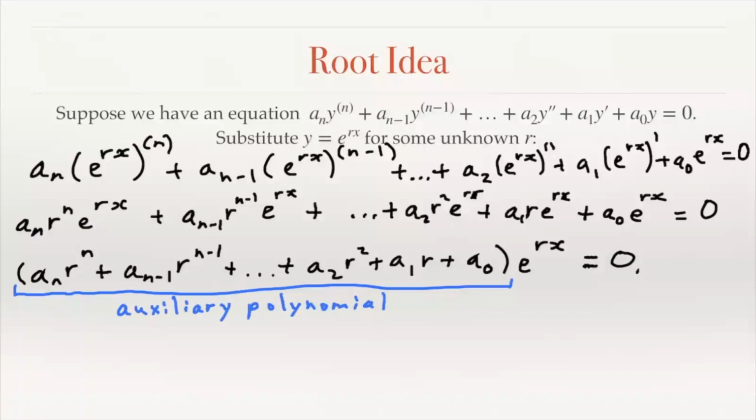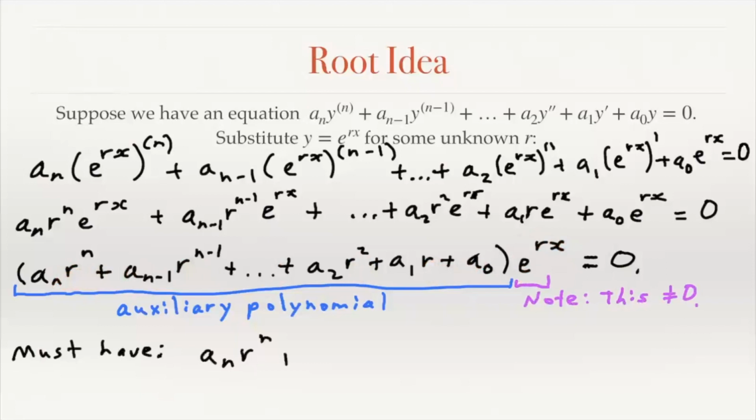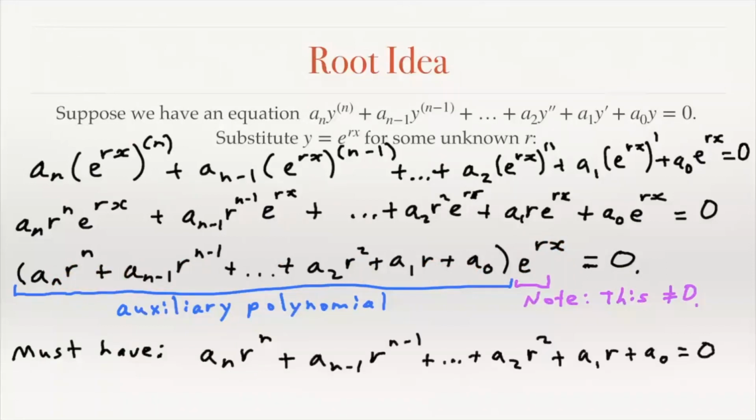If e^(rx) satisfies this differential equation for all x, that means this must be equal to 0 no matter what x is. In particular, e^(rx) is never 0. So note that this is not equal to 0. If a product of two things is 0, but one of them is not 0, then the other part must be 0. A 0 times a non-zero is 0. So we must have from this that this auxiliary polynomial, as we call it, equals 0.